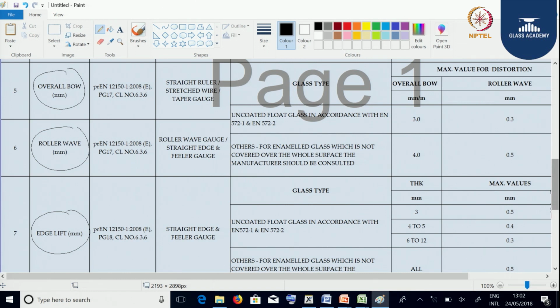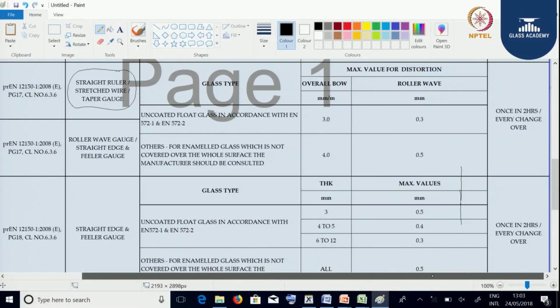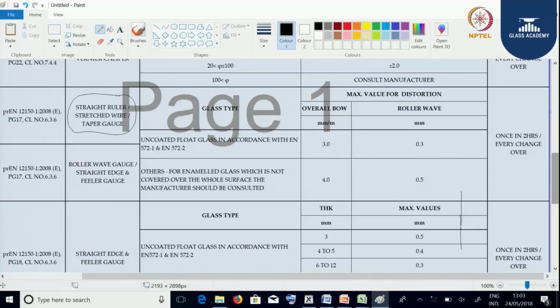The tool we use to measure the overall bow is a straight ruler or a stretched wire, and with the help of a taper gauge we measure the overall bow. And how are we going to measure? We need to see whether it is a clear uncoated float glass or an enameled glass. The allowable tolerance given to us is 3 mm per meter. So if my glass length is 1000 mm, the allowable bend in that glass is 3 mm. And if my glass is an enamel glass, the overall bow allowed is 4 mm per meter.